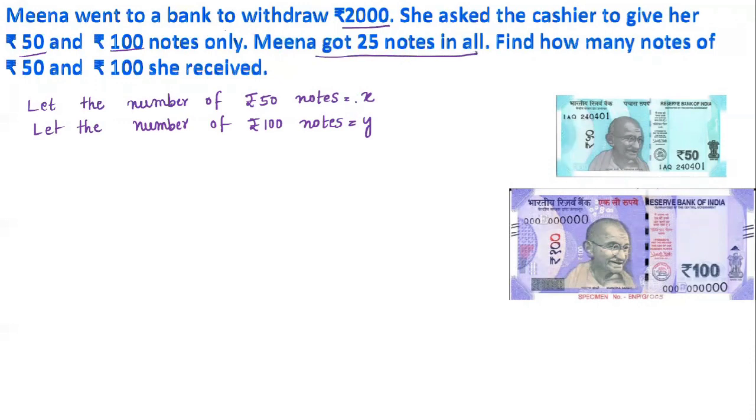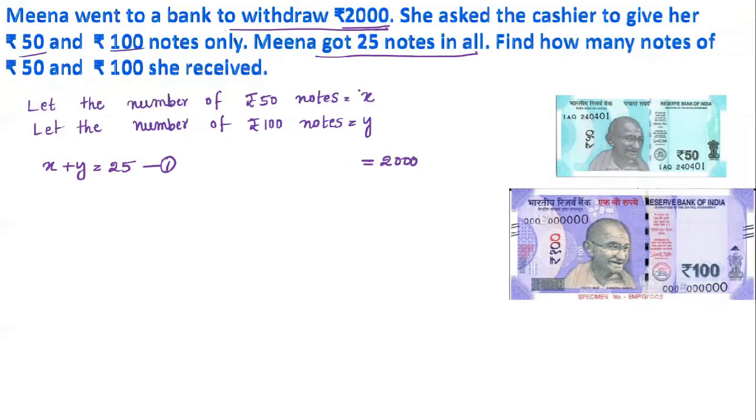See here, she got a total number of notes 25. Altogether she got 25 notes. So the number of 50 rupees notes and the number of 100 rupees notes is equal to 25. So x plus y is equal to 25. And she withdrew 2000. Total amount she withdrew is 2000.